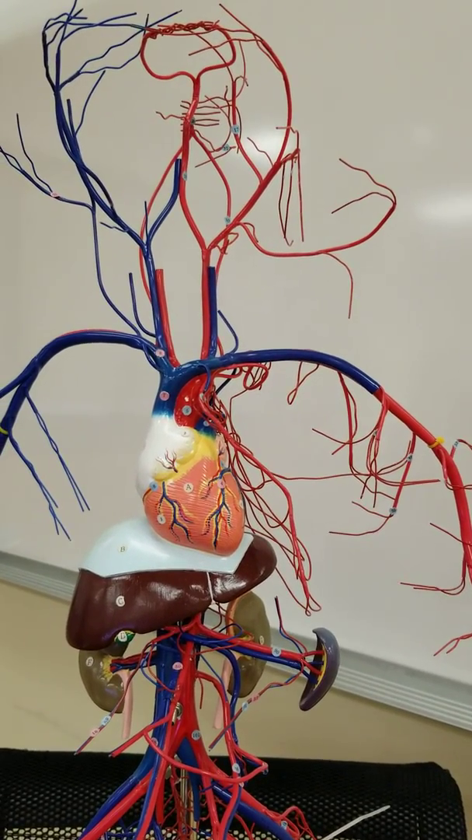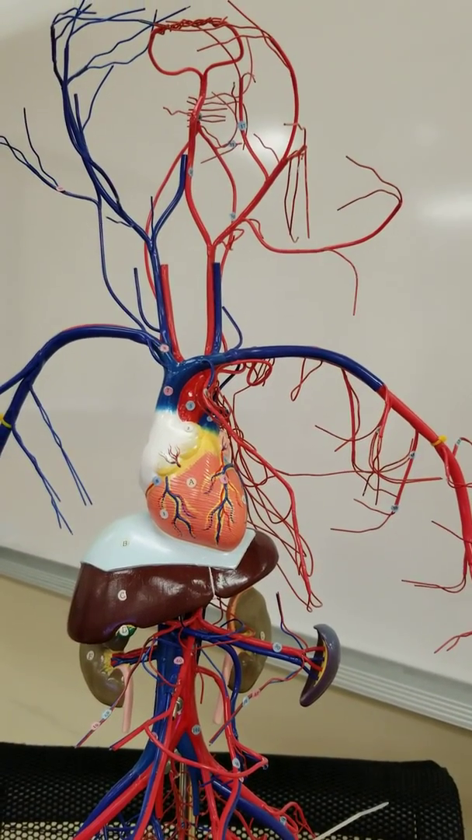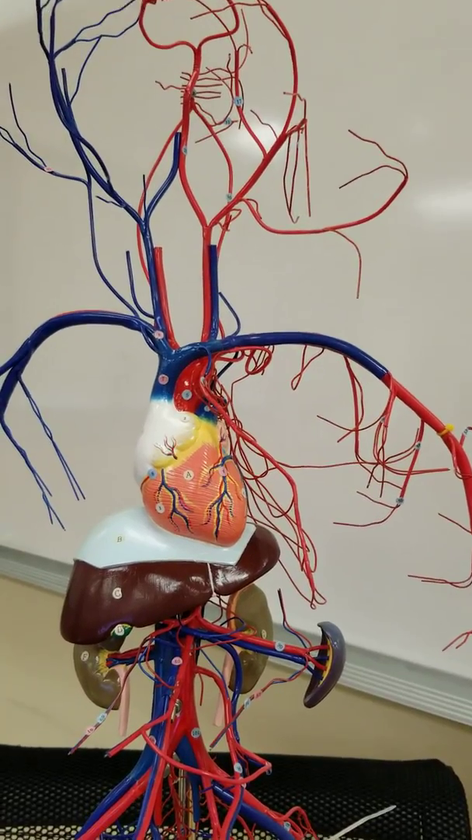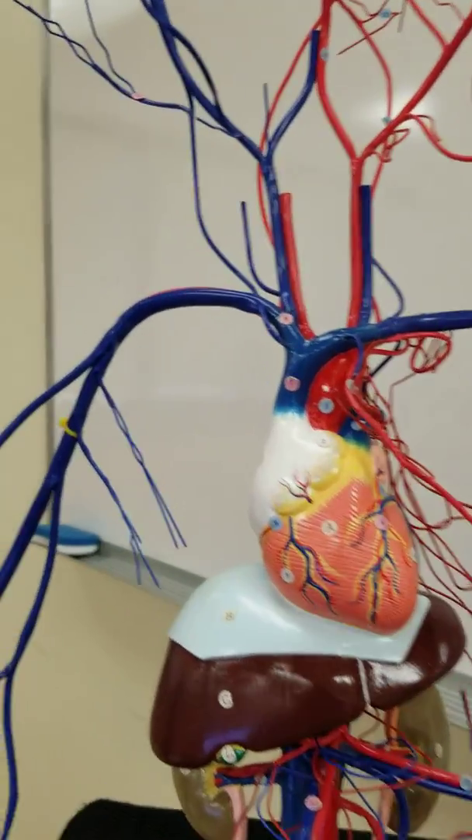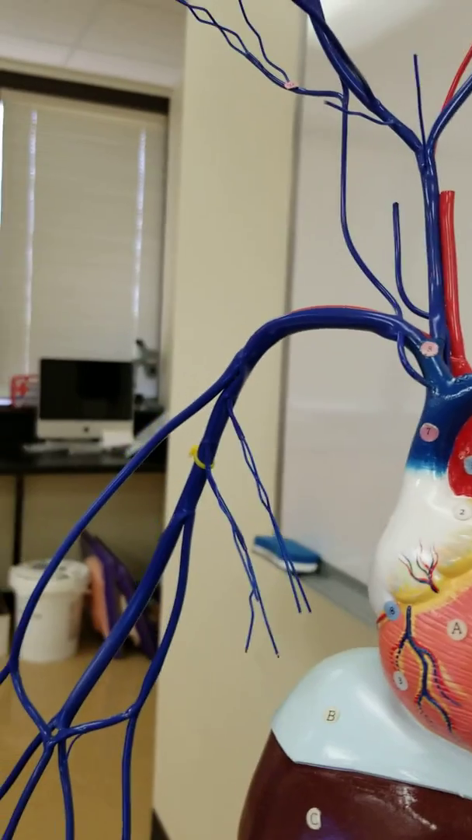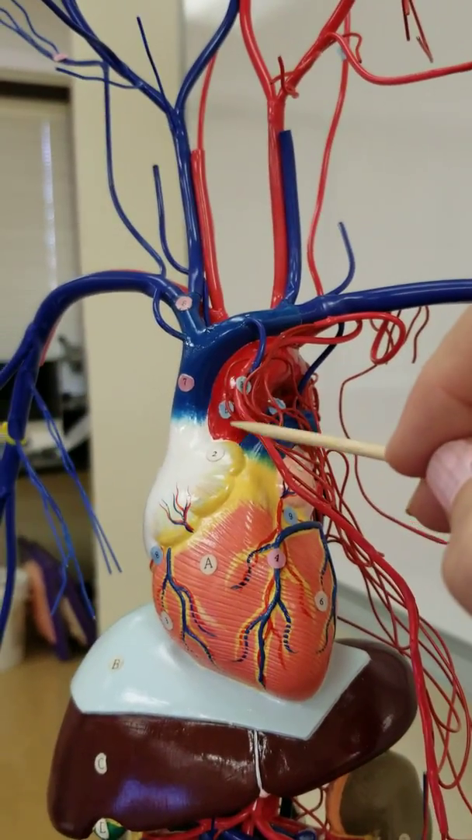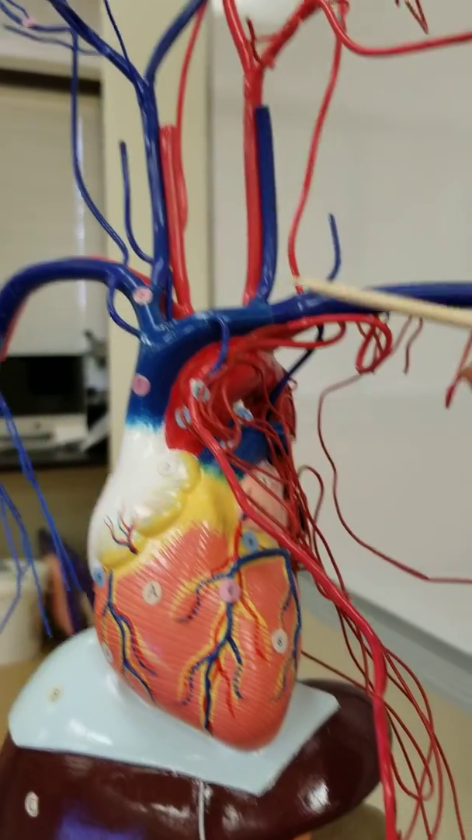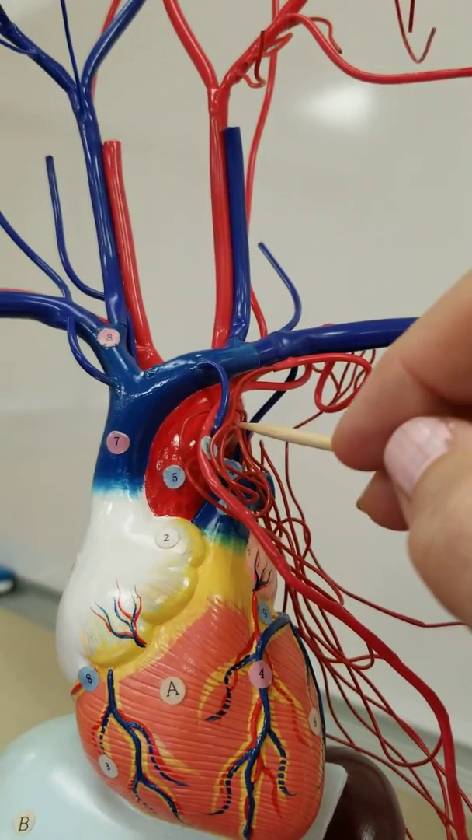All right, in this video, I'm going to be going over the arteries, and I'm going to be using our wireman model. So I'm going to begin at the heart here, at the aorta. So we have our ascending aorta and our aortic arch. And this is where we're going to see our first difference between the right and left side.